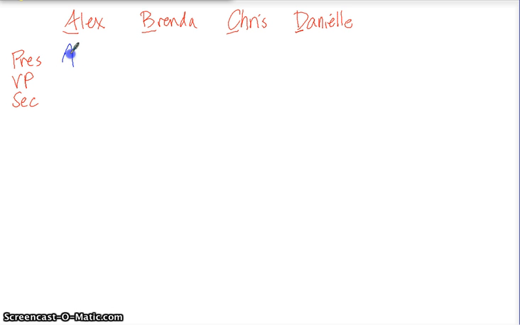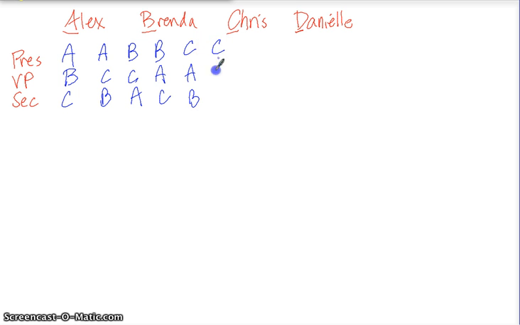So I could make Alex the president, Brenda the vice president, and Chris the secretary. Or I could do Alex, Chris, then Brenda. Or Brenda, Chris, then Alex. Or Brenda, Alex, and Chris. Or Chris, Alex, Brenda, or Chris, Brenda, Alex. I think I've exhausted all the possible ways with those 3 people. But see how ABC, ACB, BCA, BAC, CAB, CBA are all different outcomes because I've given them different titles. Now that's only using ABC.